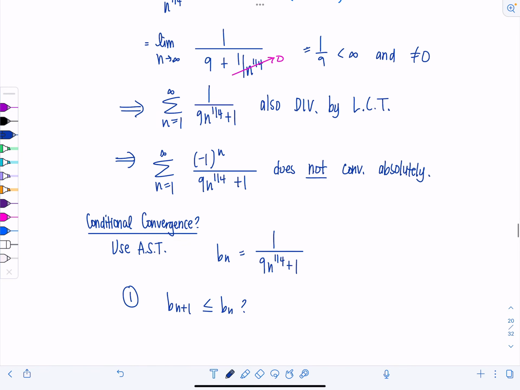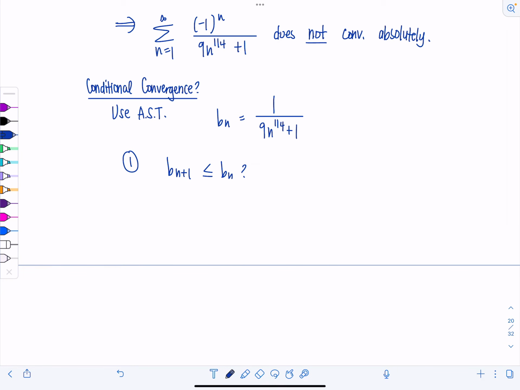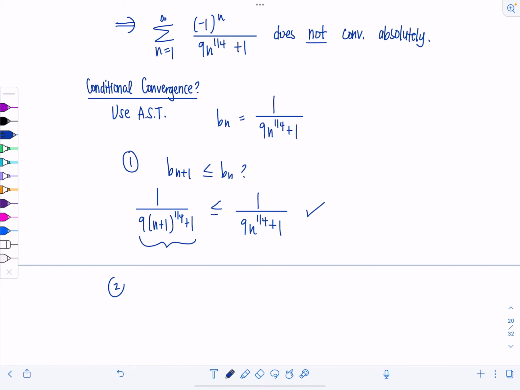Okay, this one we can just use an inequality because only the denominator will change when I plug in n plus 1, right? Only the bottom's changing, and I can say for sure this is bigger than the original denominator. Yes, that's clear. So then B_(n+1) has to be less than or equal to B_n.